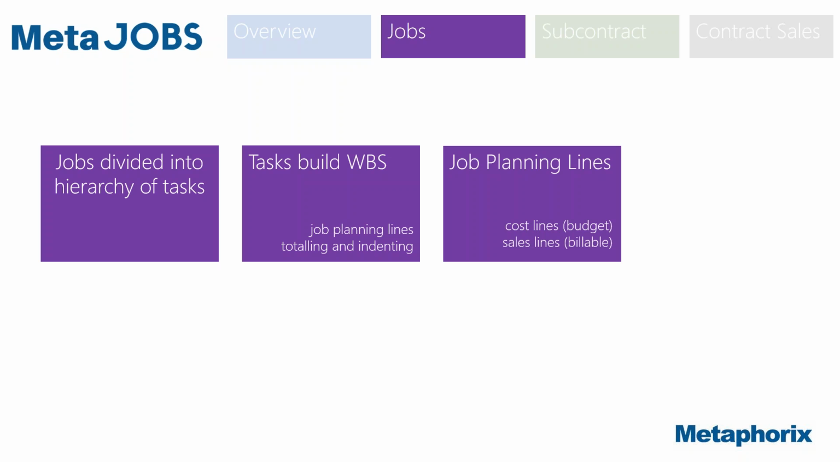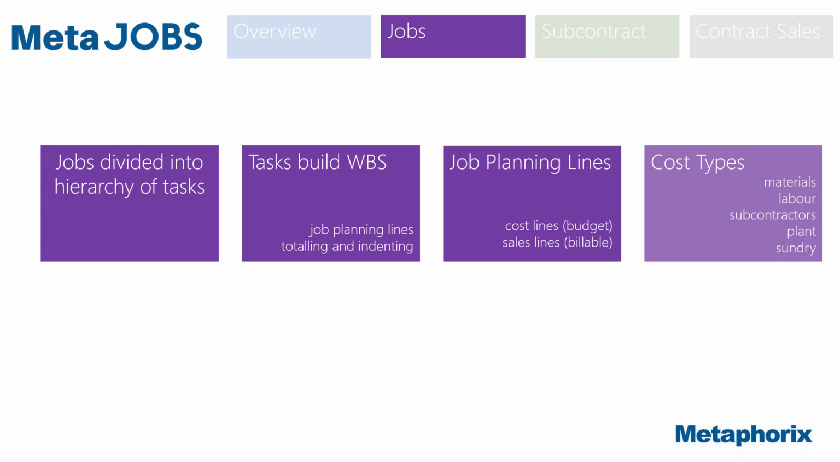Each of those tasks themselves are broken down into job planning lines. And job planning lines are the details behind those individual tasks. They can be cost lines, which they call budget, or they can be sale lines, which they call billable. There are lines that can be both, but generally it's more sensible to keep it as one or the other. It just makes it a bit easier to manage.